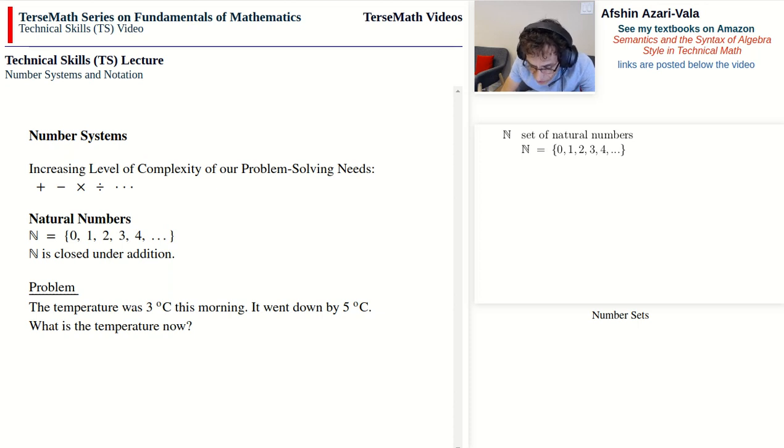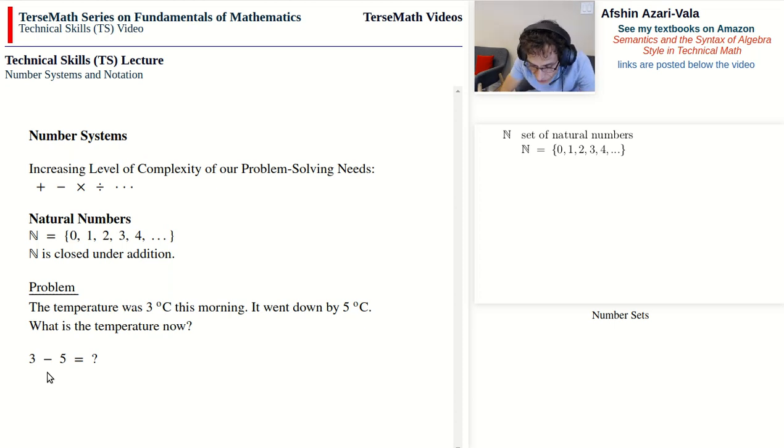To solve this problem, we have to do 3 minus 5, in that order. And the problem is that, keep in mind, these are the only numbers that we have so far. I will not be able to solve this problem. I will not be able to write something in place of the question mark because none of the numbers in N are able to answer this question. 3 minus 5 equals what?